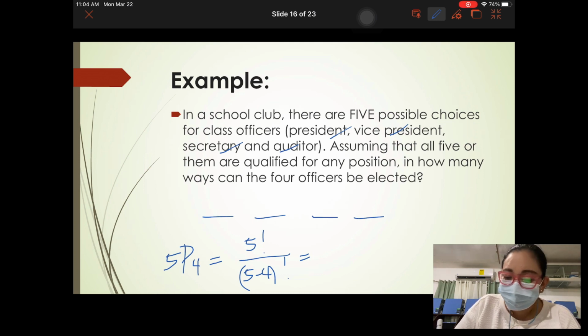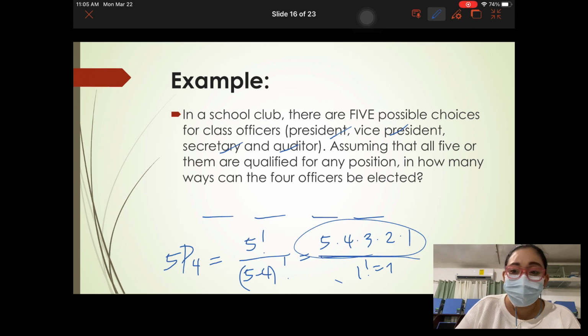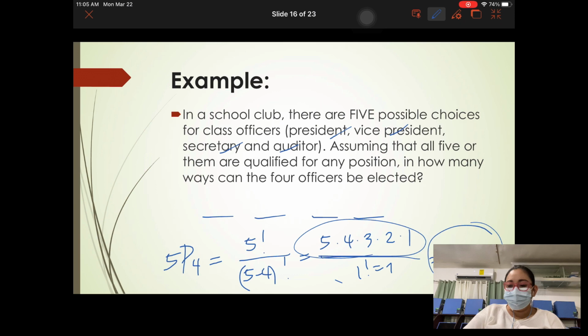Write it out. So, 5 factorial po ay 5, 4, 3, 2, 1. And then, 5 minus 4, that's just 1. So, ang 1 factorial po ay basically just 1. So, all you have to do is you multiply everything on your numerator and divide it by 1. So, that's a total of 120 ways. Okay po ba? So, sana nagigets natin na. Okay.